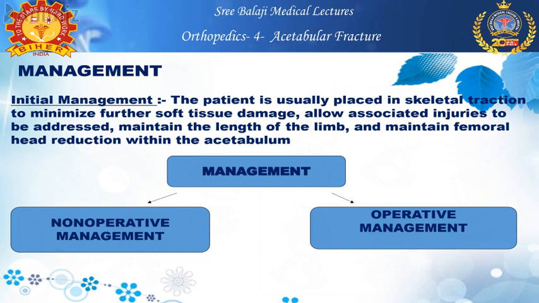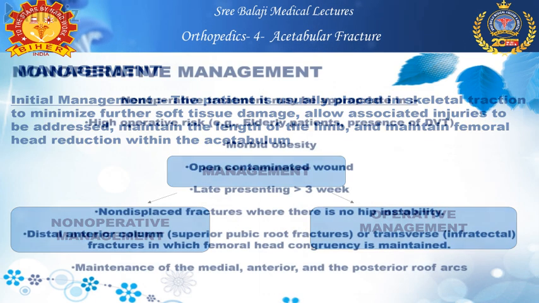Initial management: the patient is usually placed in skeletal traction to minimize further soft tissue damage and allow associated injuries to be addressed, maintain the length of the limb, and maintain the femoral head reduction within the acetabulum. So if there is a central dislocation or a dislocation of the hip, we have to reduce it and then we can put them on traction, either a foam skin traction or a skeletal traction. Usually we prefer skeletal traction, that is called an upper tibial pin traction, which is used to keep the limb in traction.